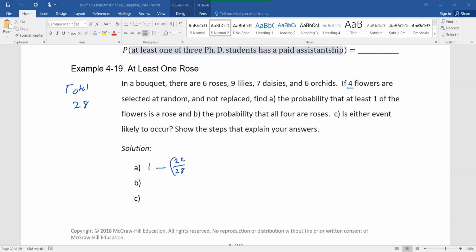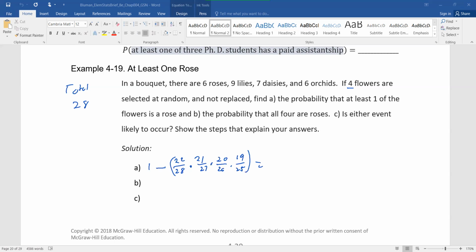So the first flower is not a rose. What's the probability that the second flower is not a rose? You're not replacing. So 21 over 27, the probability that the third one's not a rose. And then the fourth one not being. All right, now we can do the math.